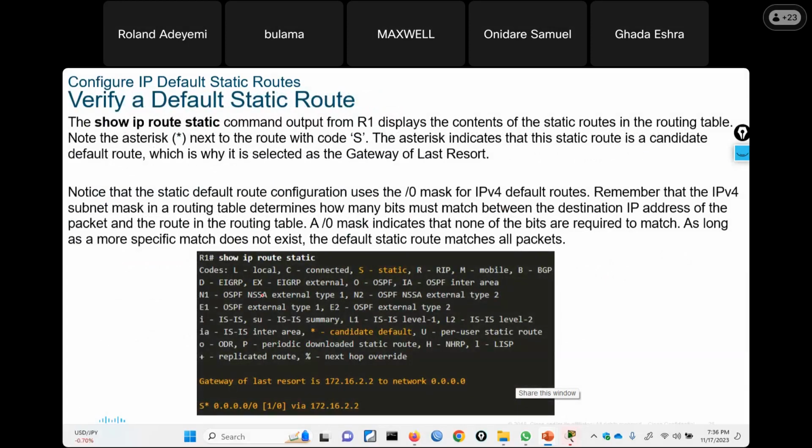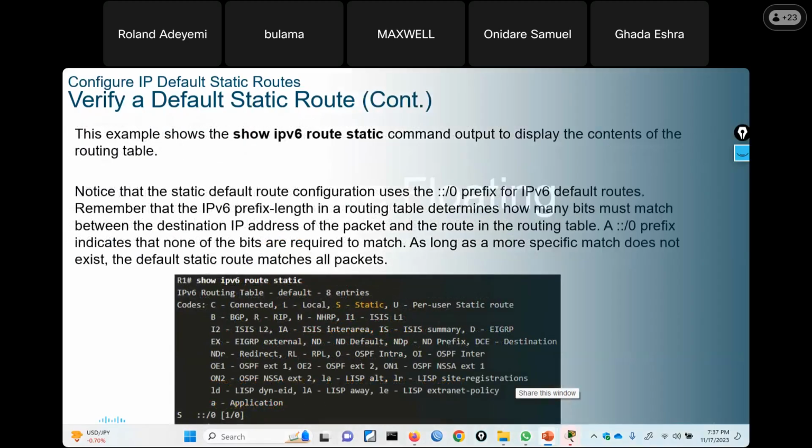How do you verify the static route? Show ip route static. It will just show you the static routes that have been configured. And when you see S, it's just the regular standard static route. But when you see an asterisk with it, where is that asterisk here? See it here. It's also called candidate default route. That means it's a default route, any network with any subnet mask.